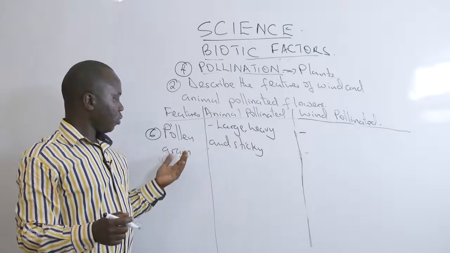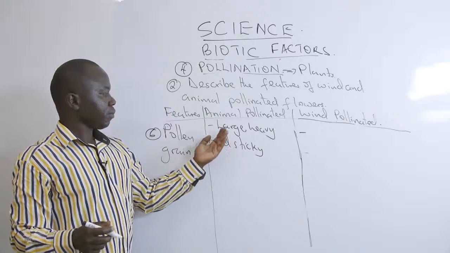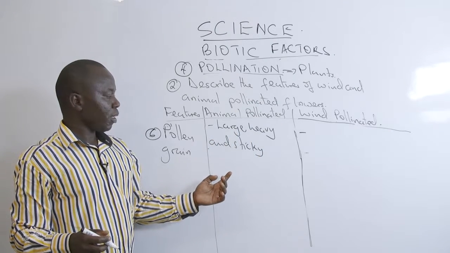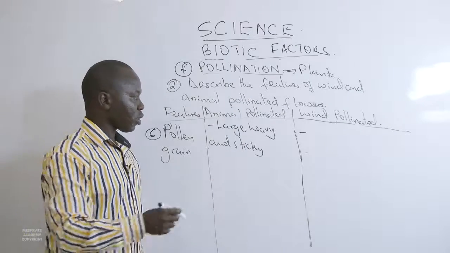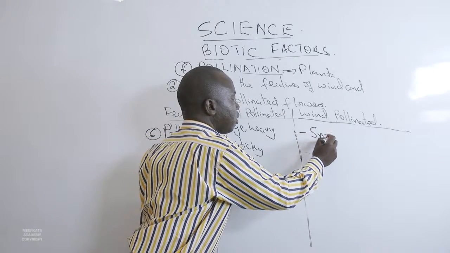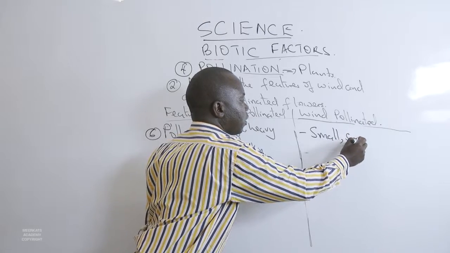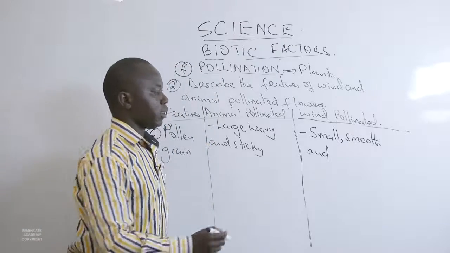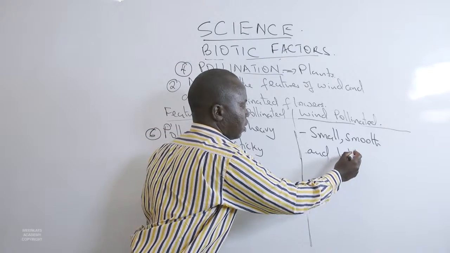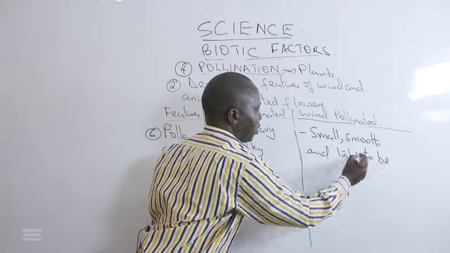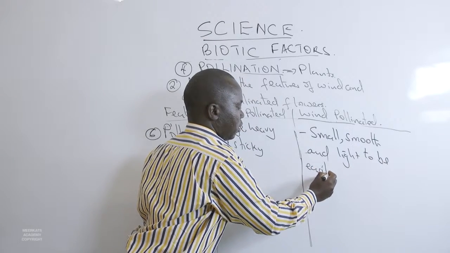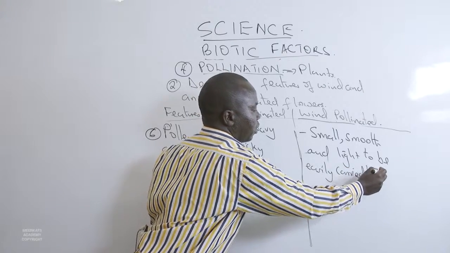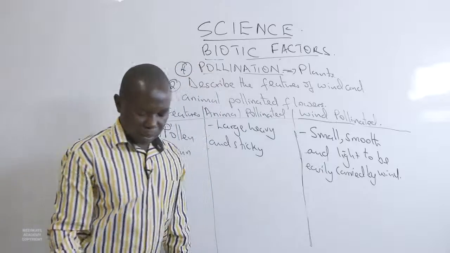Then the contrast is true for wind-pollinated. They will be small, light, so that they can easily be carried by wind, and they are smooth. So they will be small, smooth, and light, to be easily carried by wind.